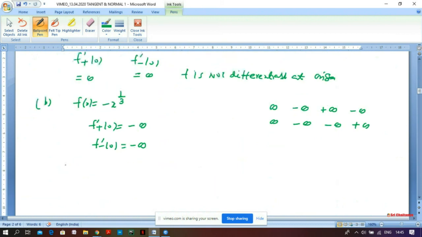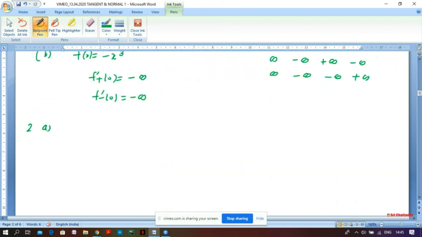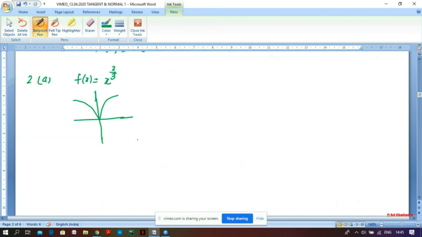So let's take a second example, 2a. I'll quickly change the example, and f of x is x to the power 2 over 3. This function is defined, and if I graph it, it will come like this. We will once again find at origin, it looks like this is going to be a tangent. Let's confirm what our theory says, what our fundamentals say.